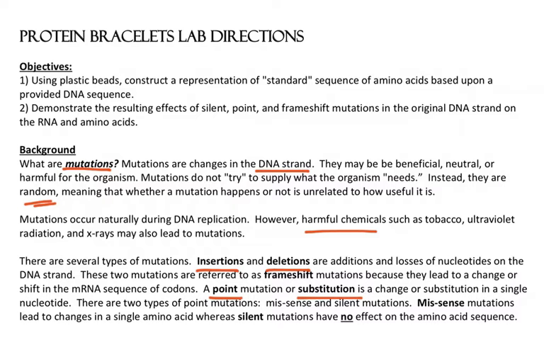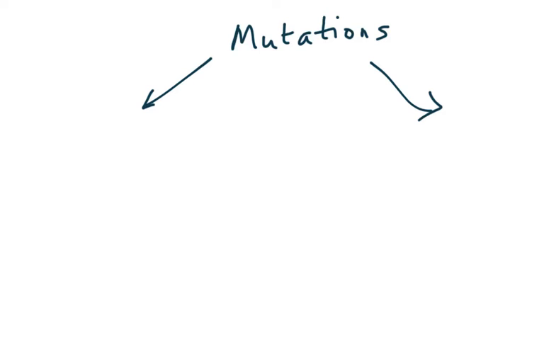There are two types of point mutations: missense and silent mutations. Missense mutations lead to changes in a single amino acid, whereas silent mutations have no effect on the amino acid sequence. Let's try to digest just that much.